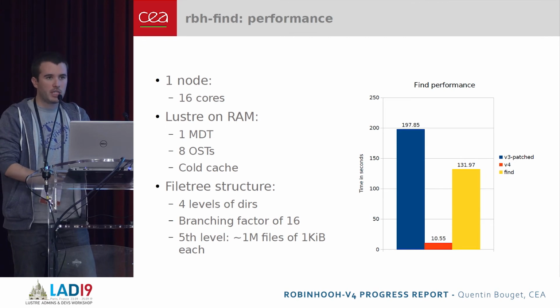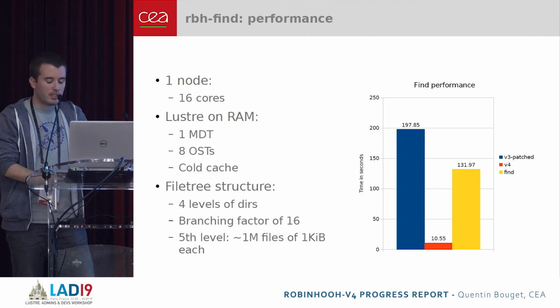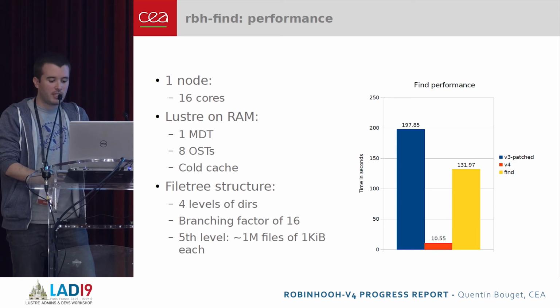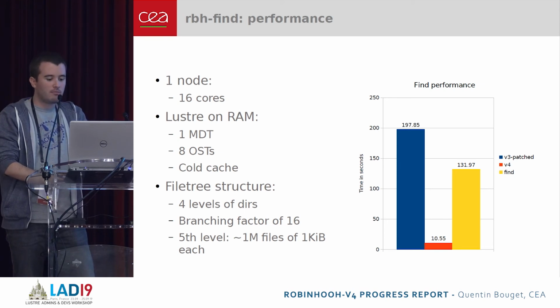If you restrict your filters so that you have less and less entries, you're going to get much better performance with RobinHood-v3. But still, RobinHood-v4 is doing very well. It clocks at 10 seconds something, so probably like 20 times better than RobinHood-v3.